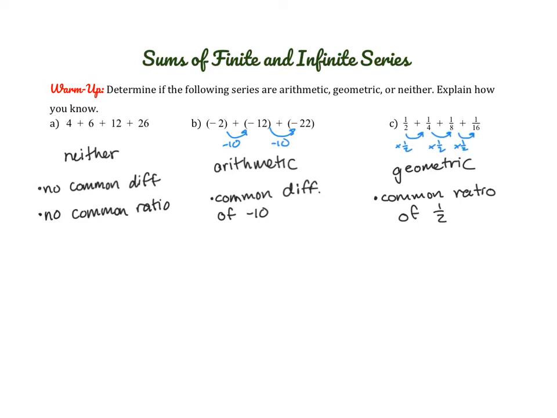Alright, so go ahead and check your work here. For the first one, this is neither arithmetic nor geometric because there's no common difference and there's no common ratio. For part B, it's an arithmetic sequence because there is a common difference of -10, meaning we add -10 each time to get to the next term. And part C is geometric because there is a common ratio of 1/2, meaning we multiply by 1/2 to get to the next term.